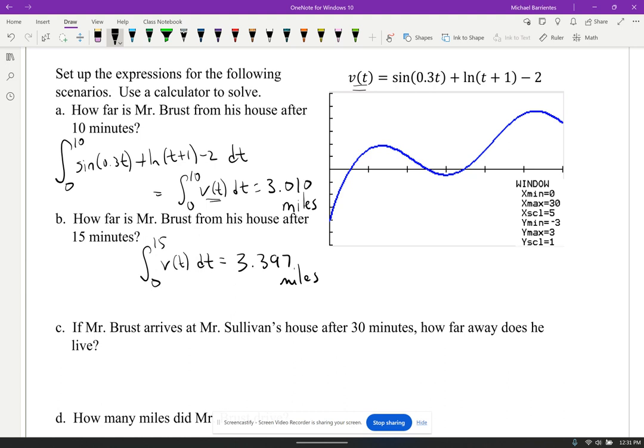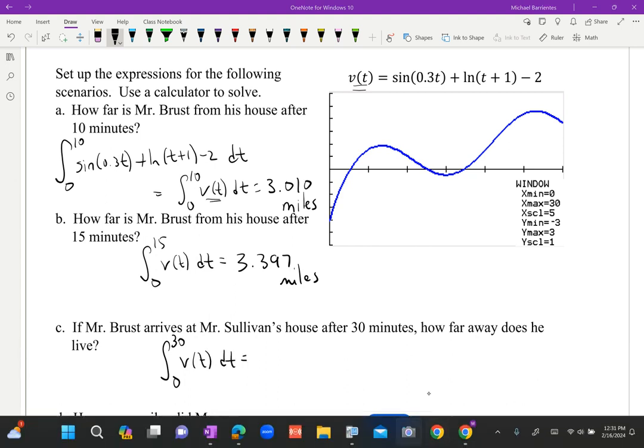Is he farther away from his house after 15 minutes? Yes, he is. Great. If Mr. Brust arrives at Mr. Sullivan's house after 30 minutes, how far away does he live? So how far is he from his starting point? And his starting point was his house, right? So here we go. We're going to take the integral from 0 to 30 of v of t dt.